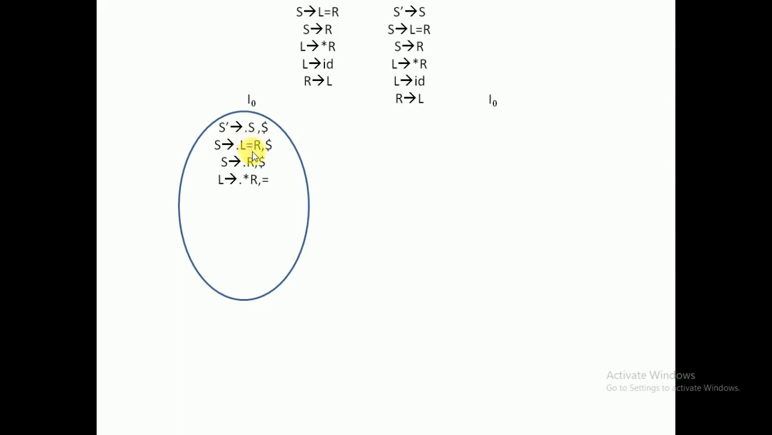Now in this production, the dot is in front of this L, so we need to write the closures of this L. How many closures are there? Two closures for this L. Then what is the lookahead? What is the character after this L? Equal. So we must take equal as the lookahead. For the closures of L, we derive two productions, and the lookahead of this L is the next character, which is equal. So you have to write that.